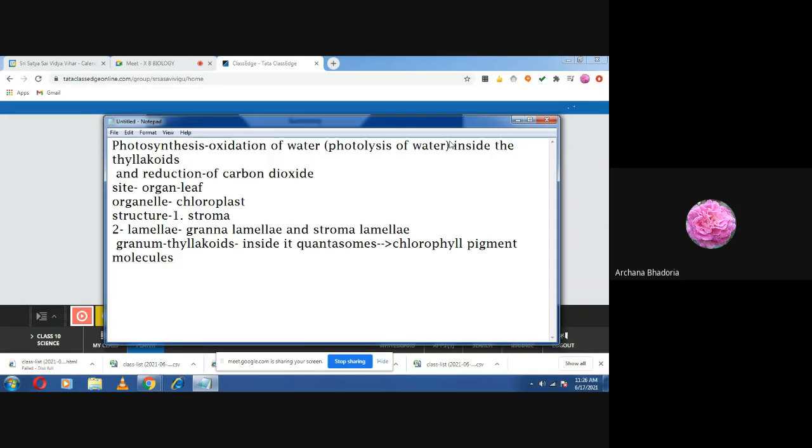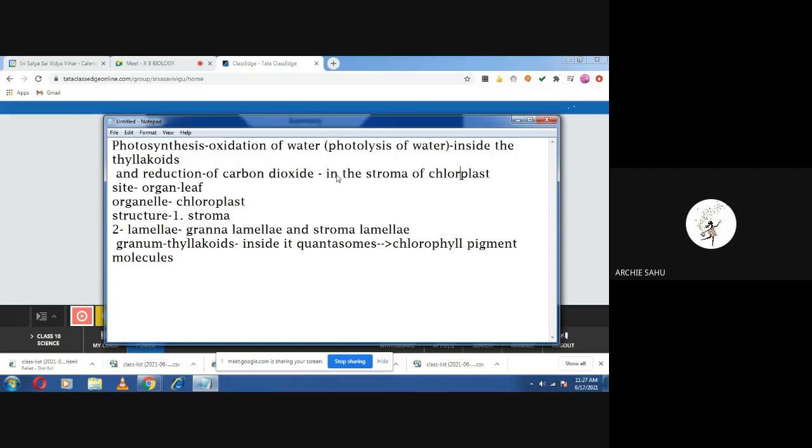And what are thylakoids? I hope you have now understood and you have revised this much. And reduction of the carbon dioxide will occur in the stroma. In the stroma of the chloroplast, very good.